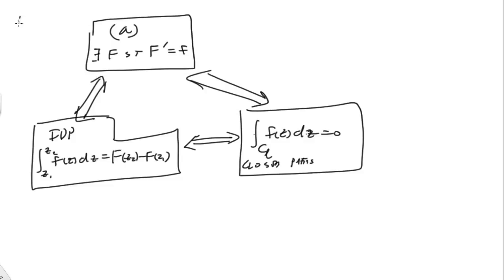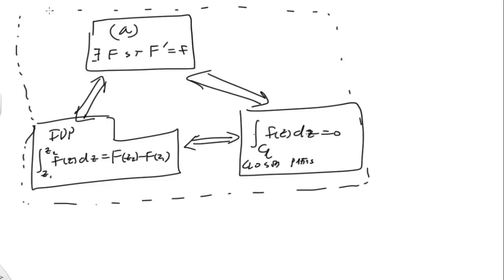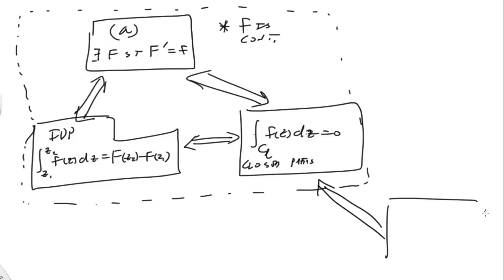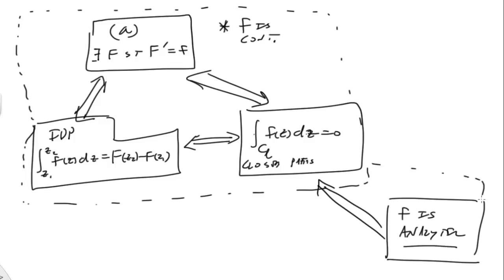Now, this of course all required, inside this dotted box here, that f is continuous. But now we have a new statement that lives outside of that: f is analytic. Of course, if f is analytic, then it certainly is continuous. But this extra piece of information that goes beyond continuity gives us an entry point to all of these other results.